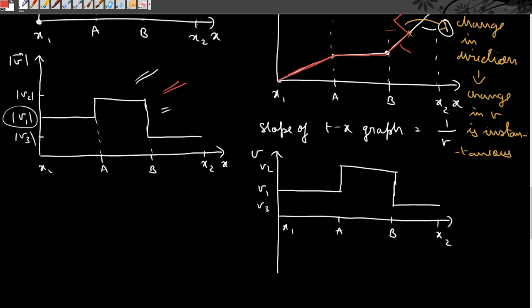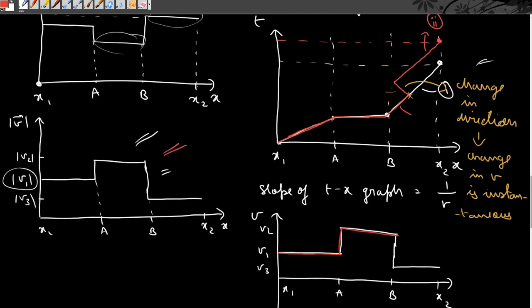Whereas for the second path, the velocity goes something like this. So it goes like this, it goes like this, it goes like this. And let me denote the turning points by some letters. Let's say that this is C and this is D. Okay.